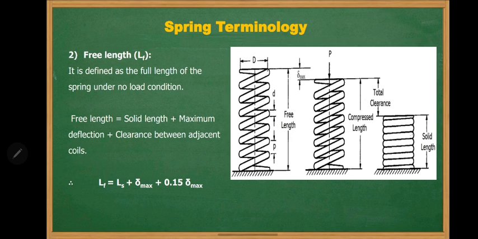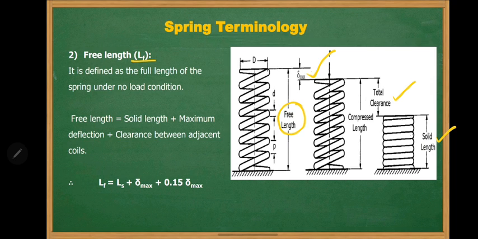Next is free length, which is denoted by LF. It is defined as the full length of the spring under no load condition. When there is no load acting on the spring, the length of the spring is known as free length. Free length is generally calculated using the equation: the solid length plus maximum deflection plus clearance between the adjacent coils. So that is the total clearance.